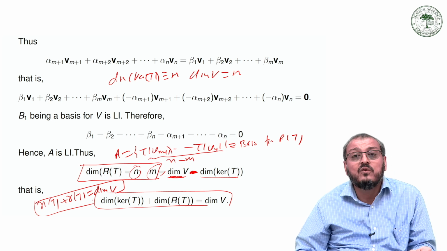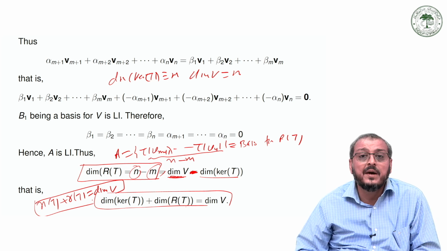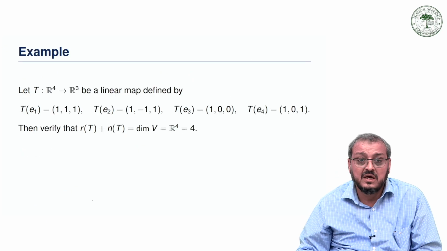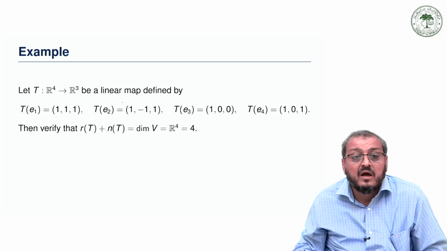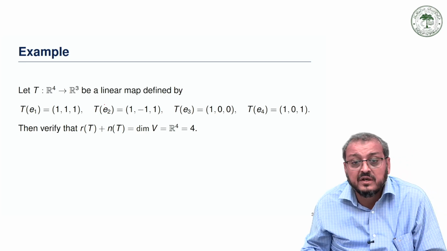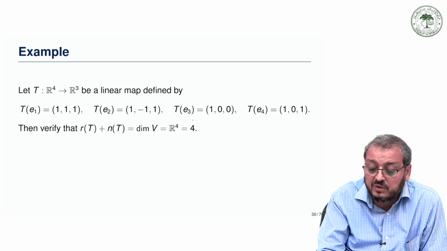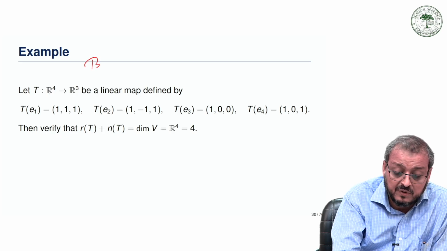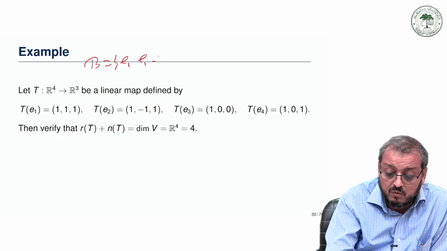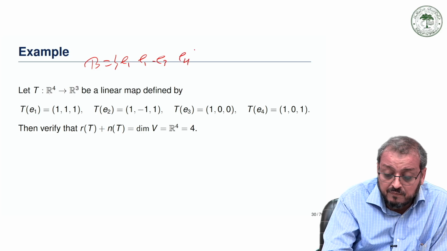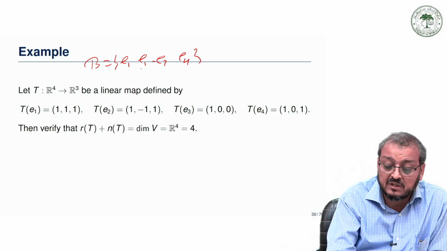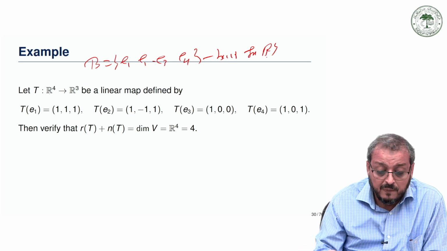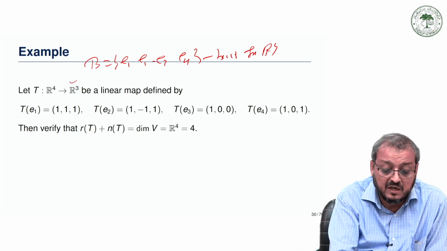So now we have to discuss one more example based on this theorem. We try to verify this theorem by the example. Let T from R4 to R3 be a linear map defined by T(e1), T(e2), T(e3) in this form. So clearly we have a basis B equal to e1, e2, e3, e4, and this is our standard basis. This is clearly a basis for R4, and these are the elements of R3.